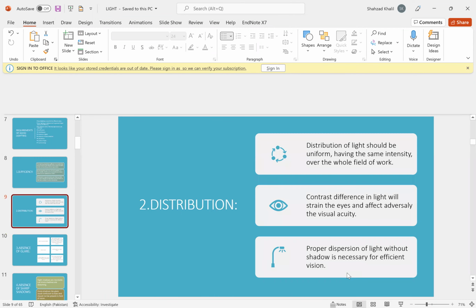Distribution. Distribution of light should be uniform, having the same intensity over the whole field of work. Contrast difference in light will strain the eyes and affect adversely the visual acuity. Proper dispersion of light without shadow is necessary for efficient vision.